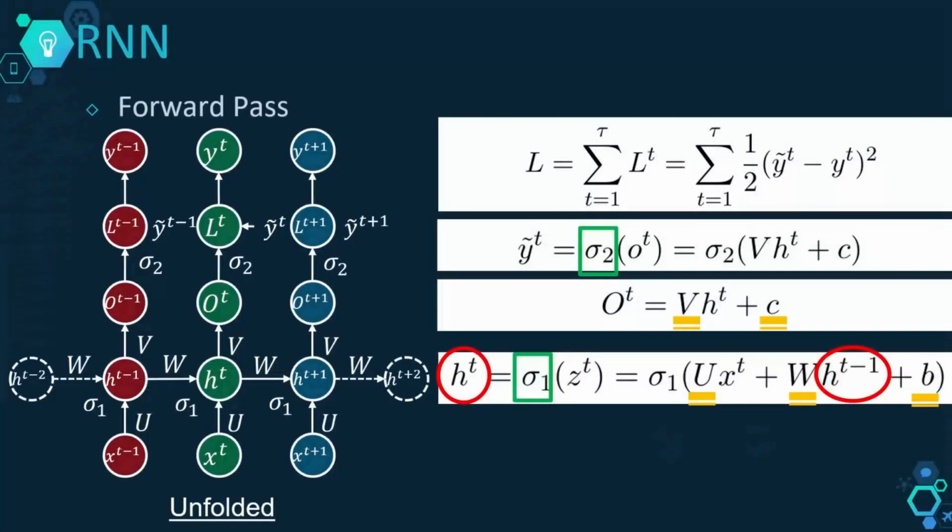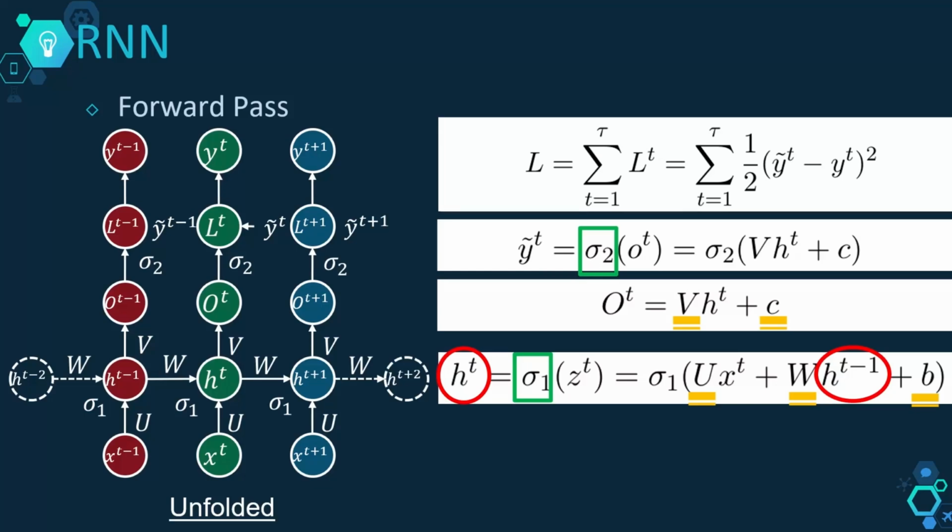Let's take a look at what really happens. If you wonder how H for the current time step is obtained, we apply activation function sigma 1. The input is ZT, for the current step, right? What is Z? Z is just a combination of these things. U and B are the weights, and XT and HT minus 1 are the inputs. So we get this, and we get HT.